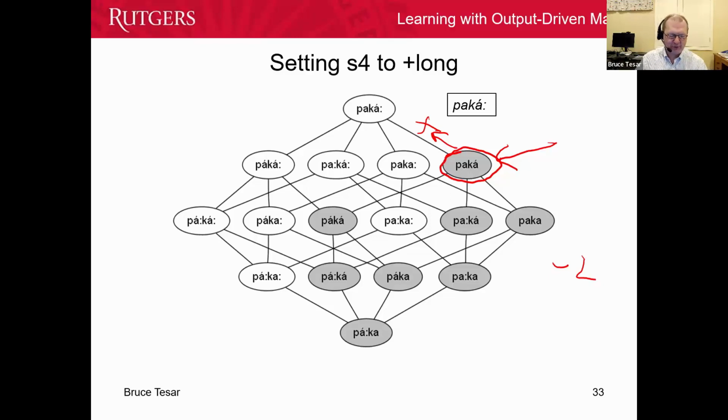The structure of output-driven maps tells us, well, if that can't be the input, nothing below it, that is, none of the other shaded forms, can be the input either. And if none of them can be the input, then of the viable inputs that remain, none of them have that second vowel short. So of the unshaded inputs, we don't know which one's the correct input, but we do know that that length feature of S4 must be long, because none of the other inputs will work.